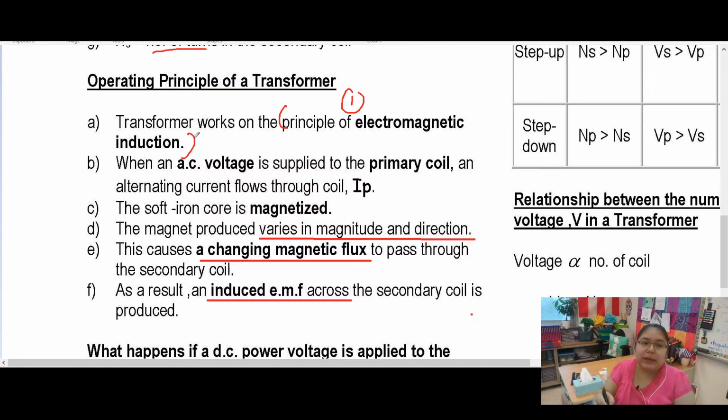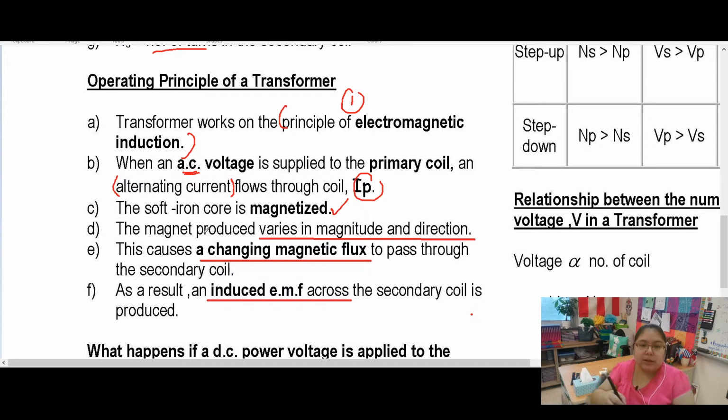Okay, number 2, now we're using AC. When an AC voltage is supplied to the primary coil, what happens? The alternating current will flow in the coil. So we call that IP. When the current flows into the soft iron core, what happens? It will magnetize, becoming an electromagnet. So from here, I have underlined this already, so make sure you take notes.